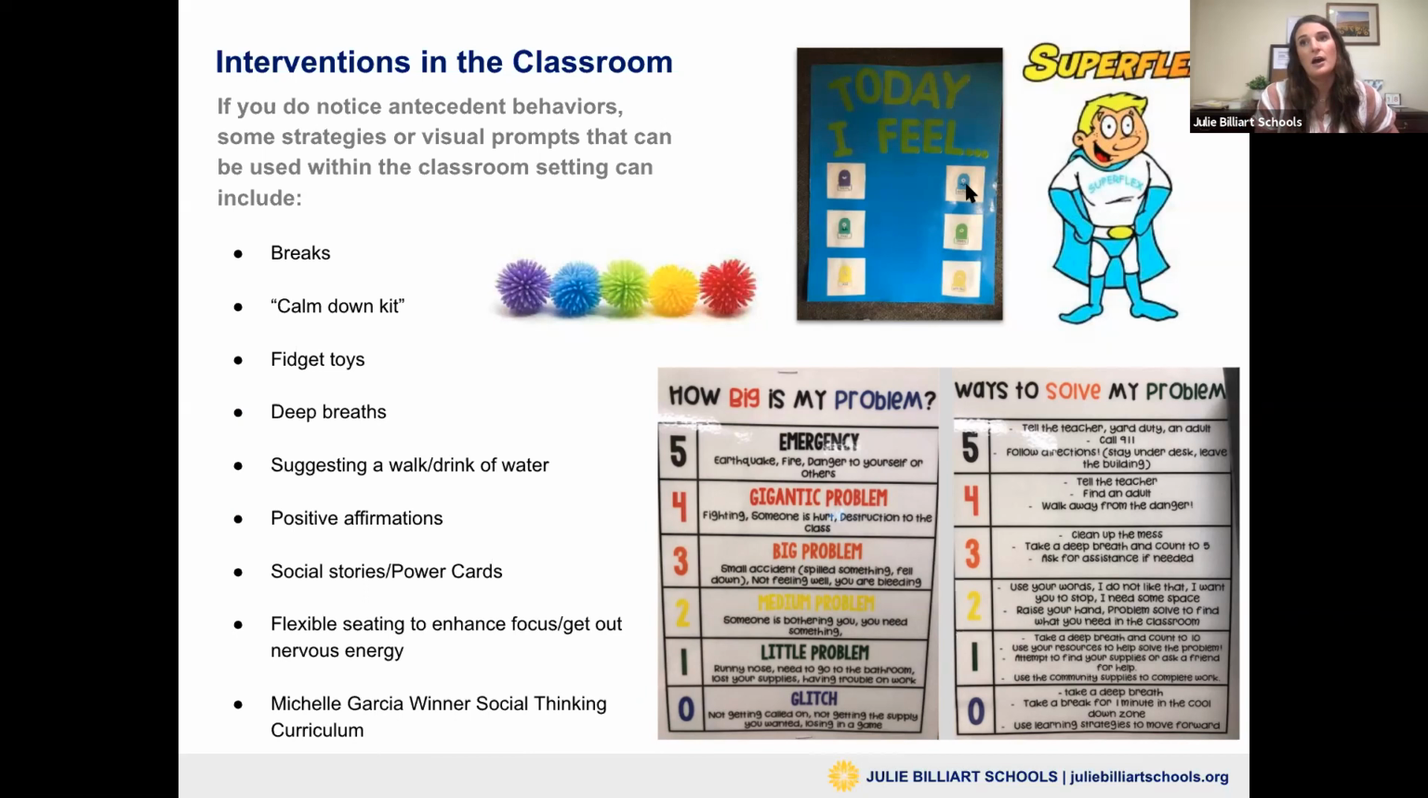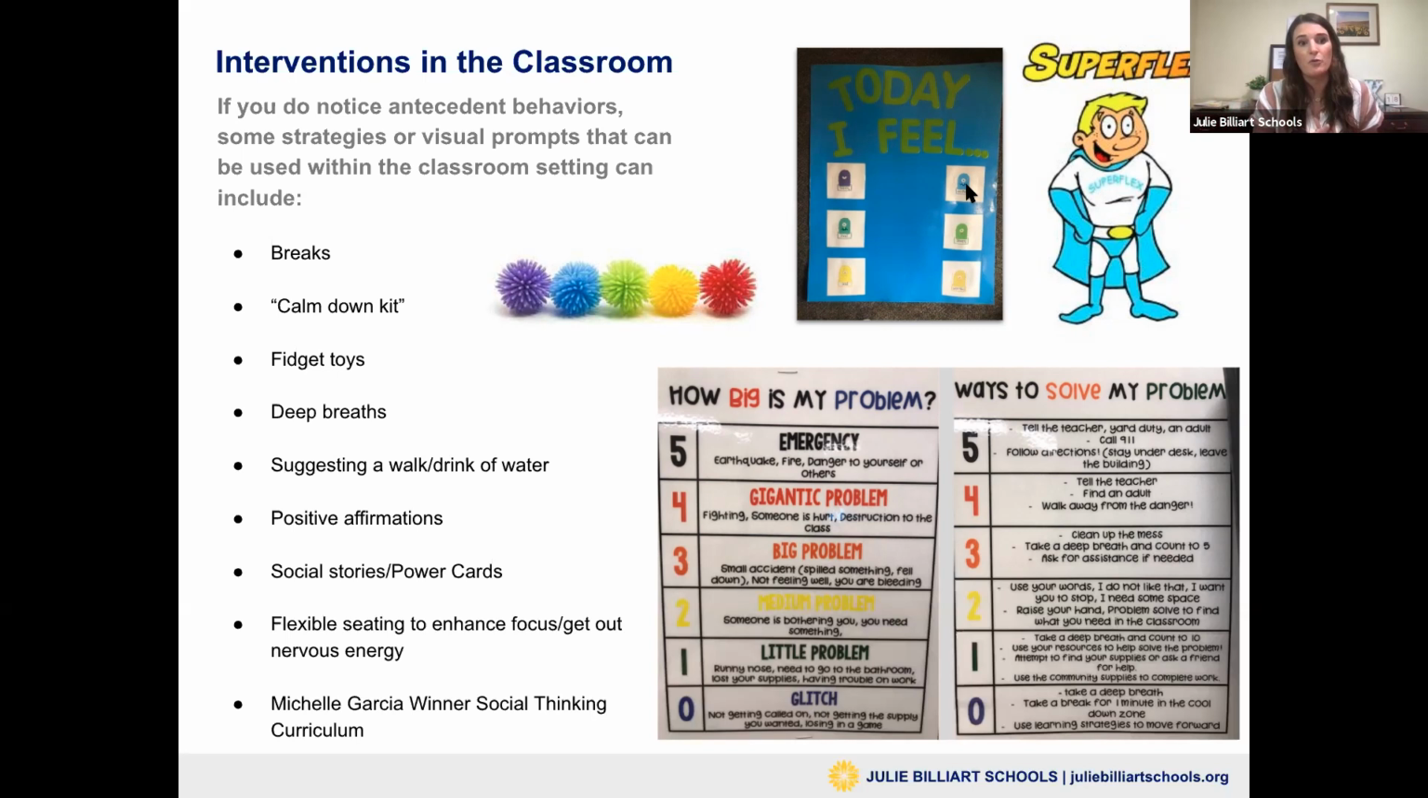This could be in the form of a clenched fist, or heavy breathing, or the face starts to turn red, or you know that a student often gets upset after losing one specific game, or if they didn't get the turn that they really wanted. So those are the antecedent behaviors, little clues that might lead to a bigger meltdown or a blow up from a student. Oftentimes these are a pattern, so it's important to notice those patterns and try to catch them before that meltdown or blow up occurs.